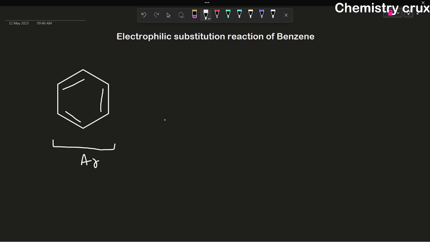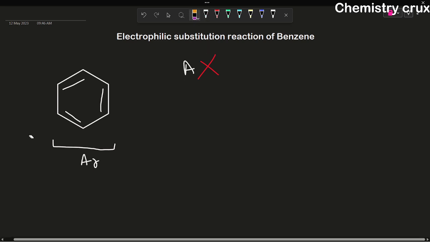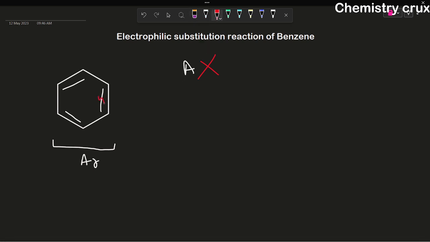As a result, it doesn't undergo addition reactions. It doesn't show addition reactions. Why? Because in addition reactions, this bond would be broken down, and it has H already. This H is already present on this carbon. So in addition reactions, a group will come and get added here, and this bond will be broken, and another group will also be added here. So incoming groups will be adding like this, and we get something like this.